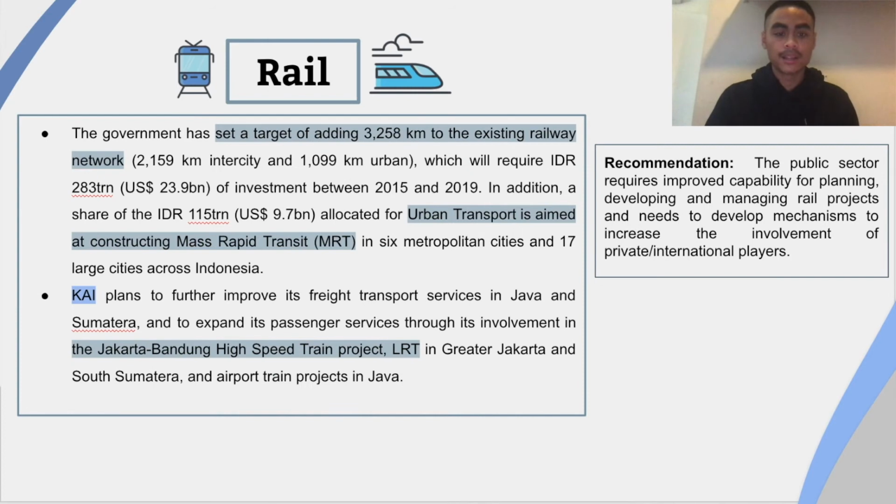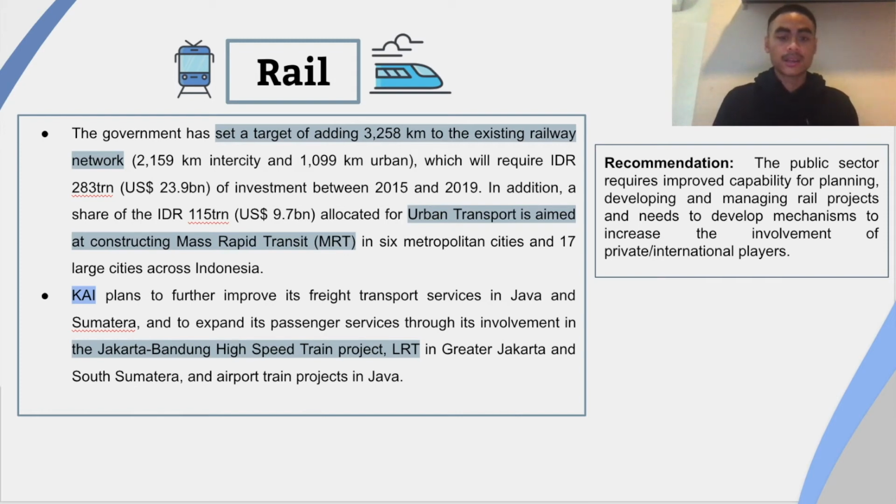Moving on to the rail infrastructure. The government has set a target of adding 3,258 kilometers to the existing railway network. This will require about 23.9 billion US dollars of investment between 2015 and 2019. In addition, a share of the 9.7 billion US dollars allocated for urban transport is aimed at constructing MRT in 6 metropolitan cities and 17 large cities across Indonesia.